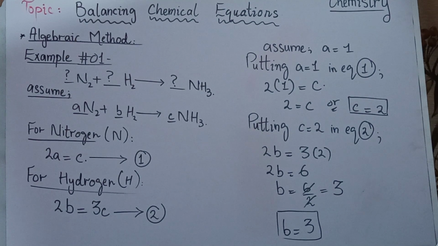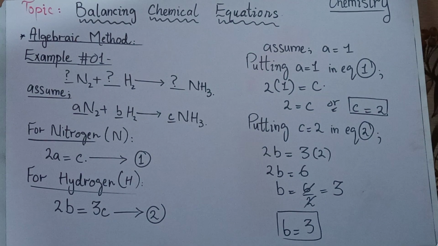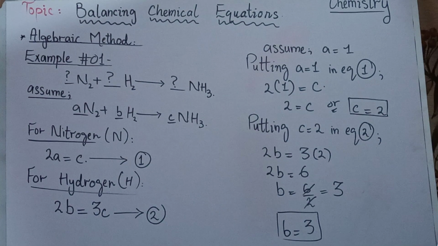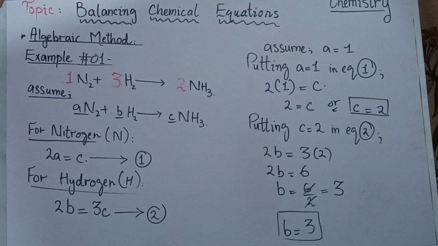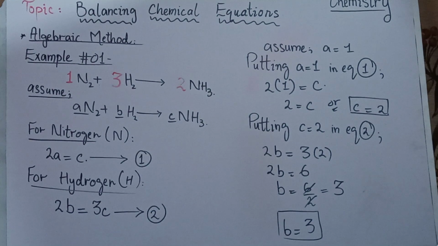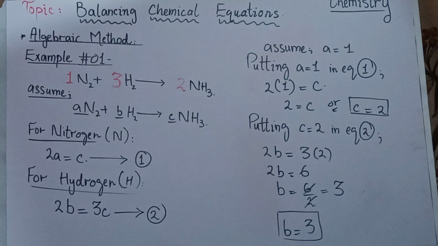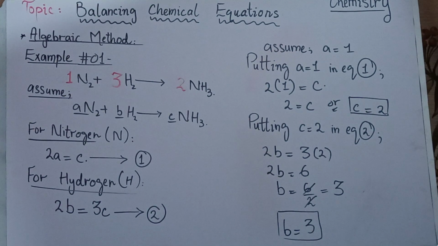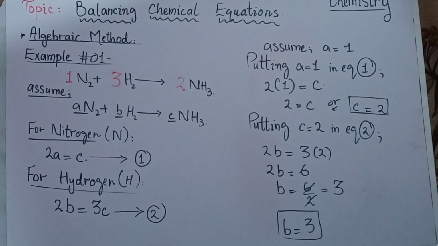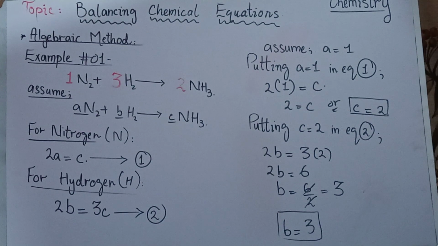Now we have to put these values of A, B and C in the equation to identify the coefficients. I substituted the values of A, B and C in the given question. You can also check: in the reactant there are 2 nitrogen and in the product there are also 2 nitrogen, while in the reactant there are 6 hydrogen atoms and in the product there are also 6 hydrogen atoms. So the equation is balanced.